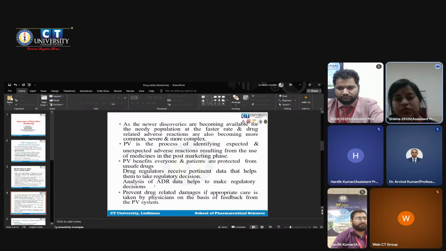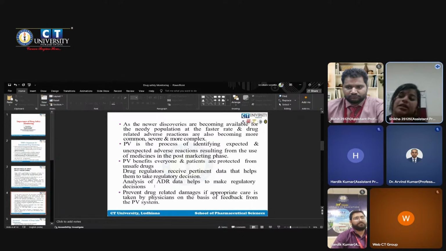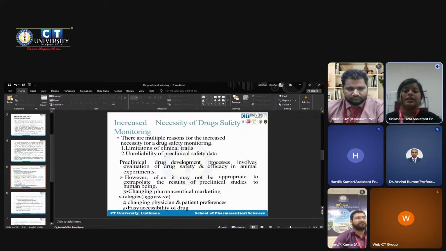Means if the ADR was reported earlier in pharmacovigilance, you have data that shows this drug is having a severe effect or ADR, and a specific ratio of the patients are getting this disease or this ADR. So the physician, the doctor has the data, and it will help the doctors to evaluate the treatment easily. So next is increased necessity of drug safety monitoring.